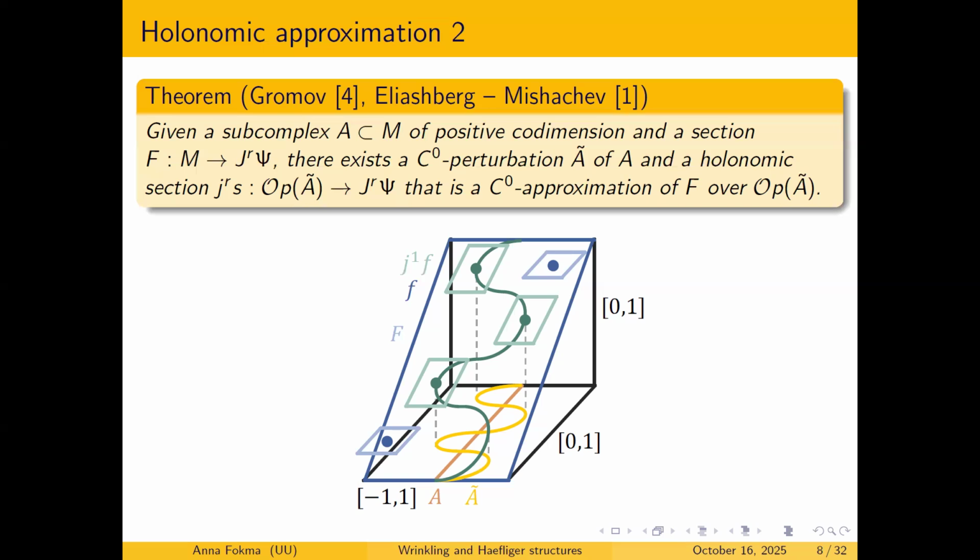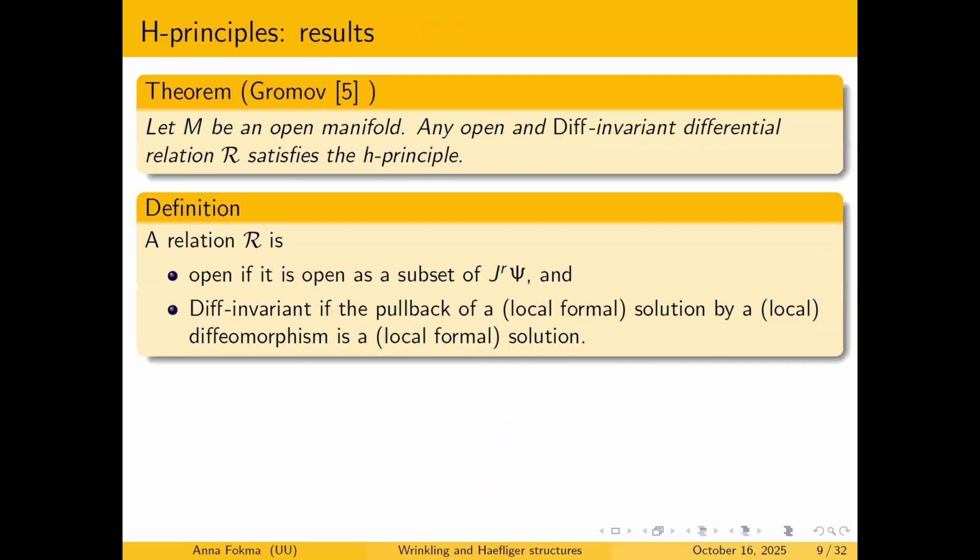But the main takeaway is that if you allow some flexibility, holonomic approximation is possible. And this is in fact the main ingredient of this theorem by Gromov, which states that if M is an open manifold, then any open and diff-invariant differential relation R satisfies the h-principle. So if you're being optimistic, you could say that this theorem shows that half of the h-principles hold true, because the open manifold case is solved and the closed manifold case remains, because the open and diff invariance is not that strong of a condition.